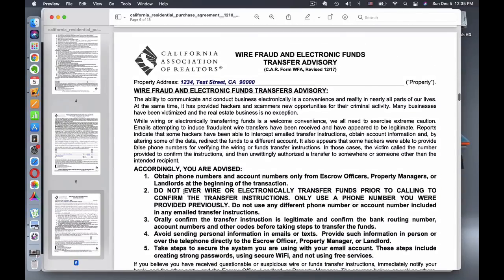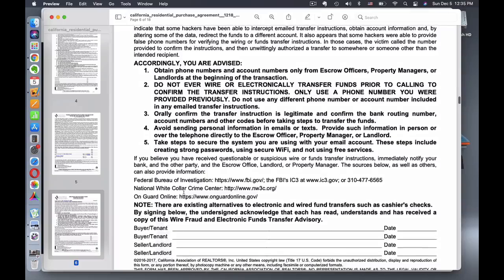And wire fraud. This is a very important document if you're going to use wire transfers. I warn everyone, if anyone sends you an email to talk to you about how to wire your money, do not answer those emails. Call me immediately. We want to be working directly with the escrow officers with your wire instructions. It's really important, so we make sure the money gets into the right hands.